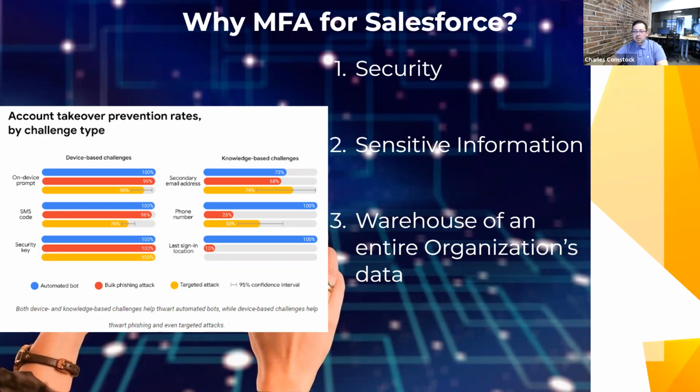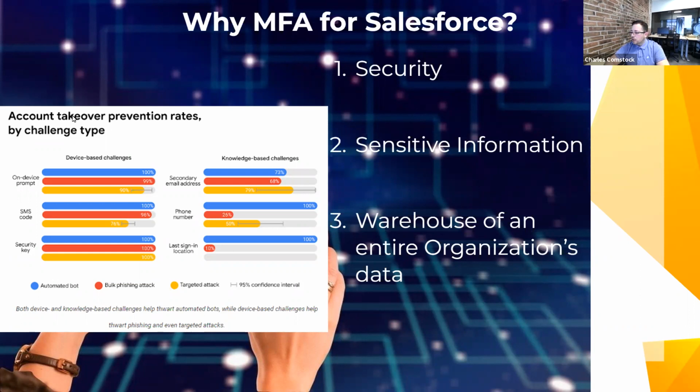And then that goes right into number two, the sensitive information. We have an obligation, obviously, with having sensitive information within our instance to protect that to the best of our ability. And number three, our warehouse. We have the warehouse of all of our data, and we need to make sure that we don't lose that in any way, through any phishing attacks or any targeted attacks. We want to make sure that we know exactly where it is, and it's nice and secure within our instance.